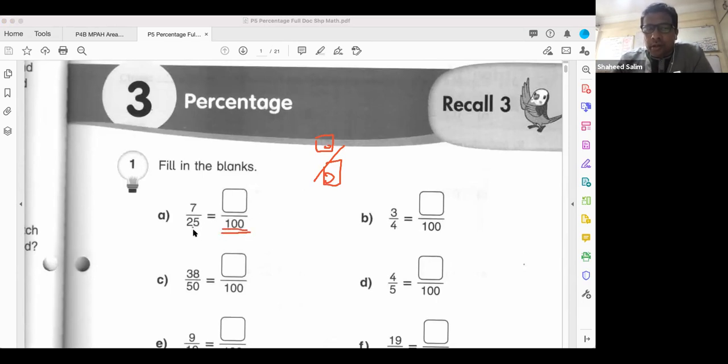So down here now, we must find a way. You can use a calculator, okay? Find a number. 25 times what equals to 100? What do you think? 25 times what equals 100? You use your calculator lah.